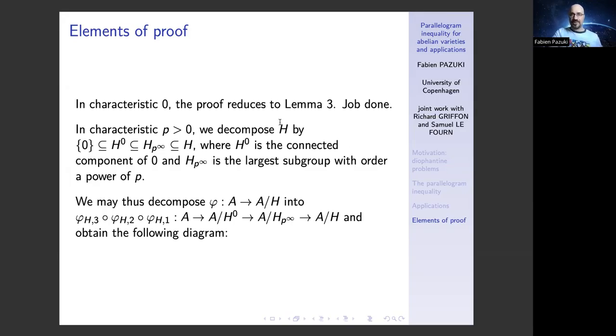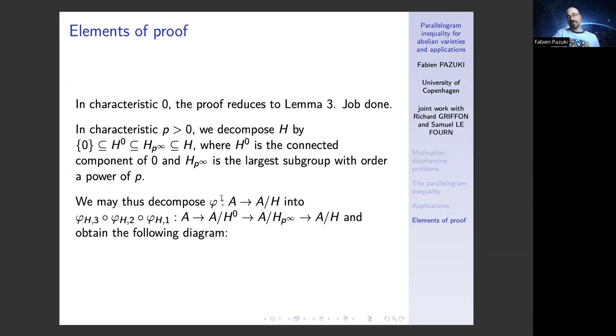So we decompose H, for instance. H could be G, but I started with H. So H is here, and then inside you have 0. It's a subgroup, so you have the neutral. And then you take a look at what's the connected component of 0. So that's H^0. It's also a group. And then containing this guy, there's also an H_{p^∞}, that's the largest subgroup with order a power of p. Of course, you recognize the kind of properties that we need if we want to use the other lemmas. So this is why we focus on these guys.